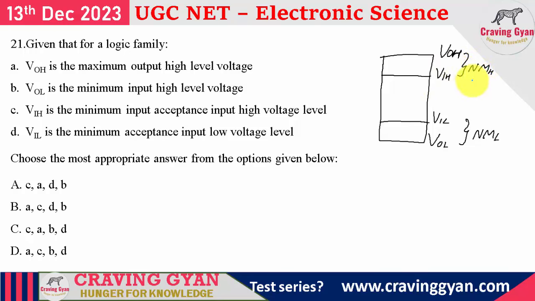This is noise margin high. So VOH is the maximum output high level voltage. Yes, this is correct. Next it should be VIH, so this should be first. This should be second, followed by VIL. At last, you're going to get VOL. Nothing but which option? Option B is going to follow.